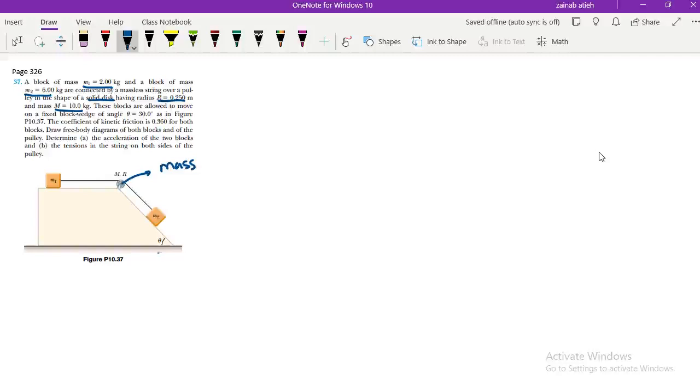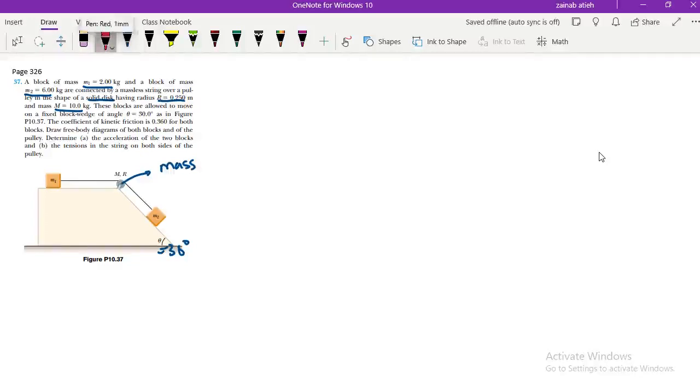These blocks are allowed to move on a fixed wedge of angle theta equals 30 degrees. So the angle down here is 30 degrees, the angle of the inclined plane, as in figure 10.37. The coefficient of kinetic friction is 0.36 for both blocks. So both blocks lie on surfaces with friction, such that mu is equal to 0.36 for both of them. Draw free body diagrams of both blocks and of the pulley. Okay, we have to draw free body diagrams for M1, M2, and for the pulley.